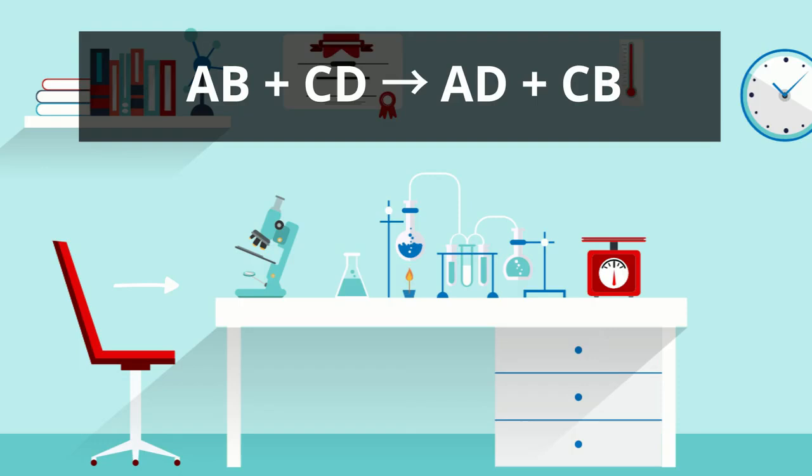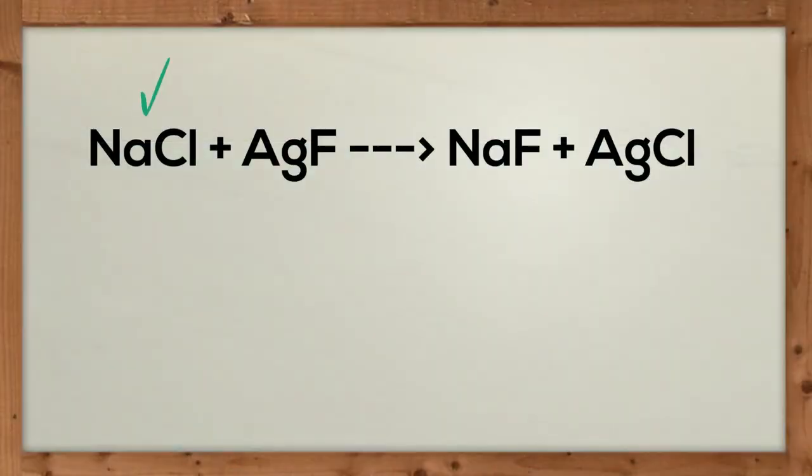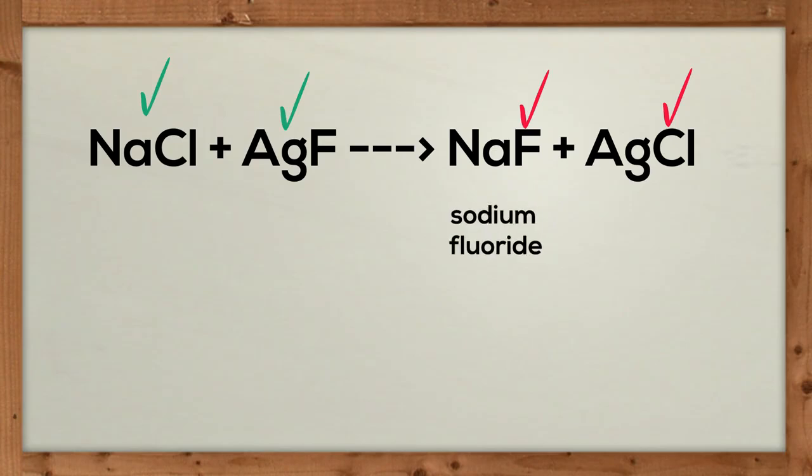In an ionic compound, the positive metal ion is always written first, followed by the negative nonmetal ion. Therefore, A and C must always come first, followed by D and B. An example of a double replacement reaction is sodium chloride reacting with silver fluoride. And here's the reaction, and notice that the chloride and fluoride ions change places, so 2 new compounds are formed. Sodium fluoride and silver chloride.